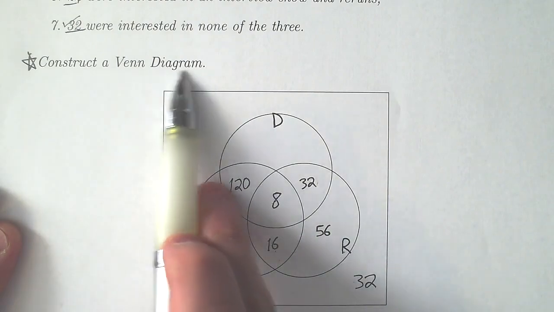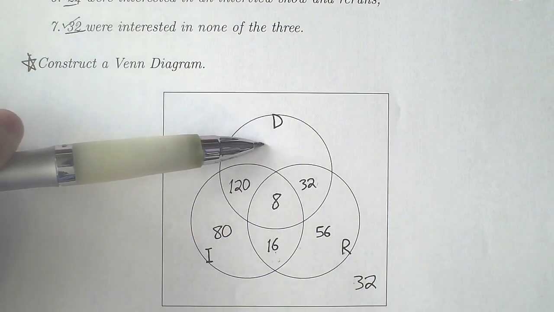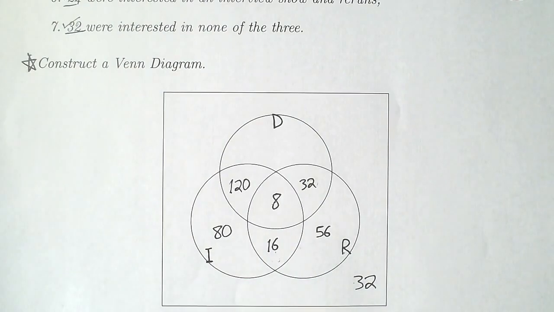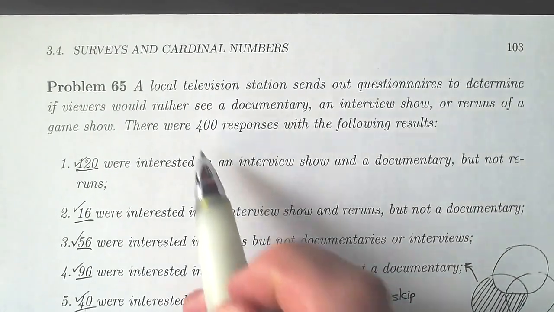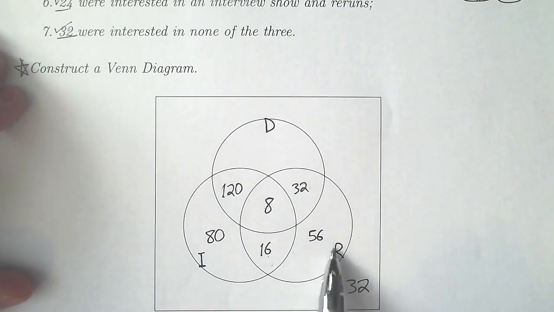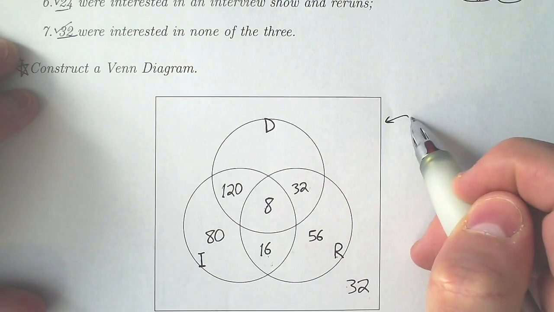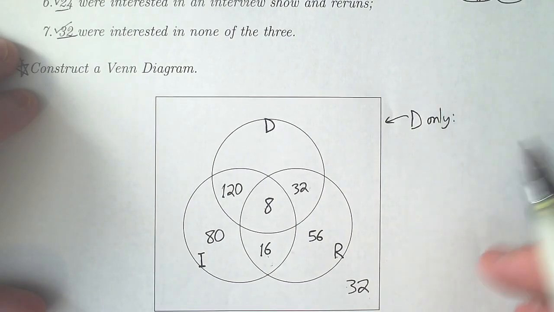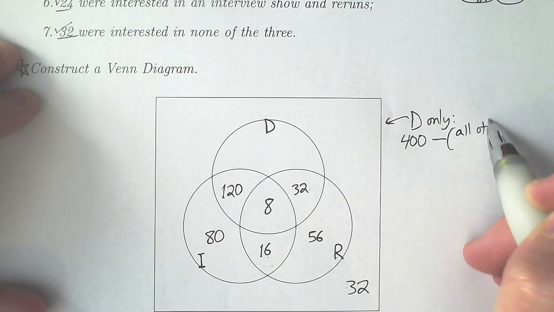I mean, this problem just said construct a Venn diagram, but we're missing one region, one shape. And then you say, wait, didn't we use everything? Didn't I put check marks next to everything? Well, there is one thing we haven't used yet. We haven't used this. There were 400 responses total. So let's see. If I were to add up all of these numbers, they probably don't add up to 400. So the category of D only, in this case, is going to be 400 minus all other categories.